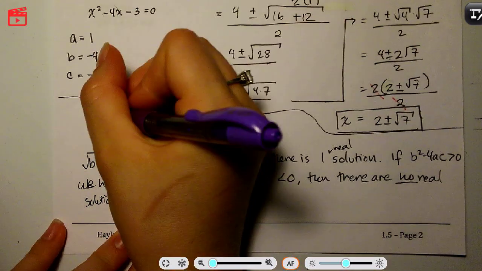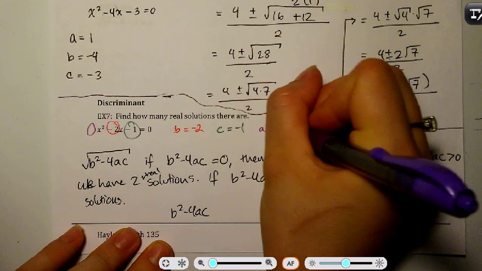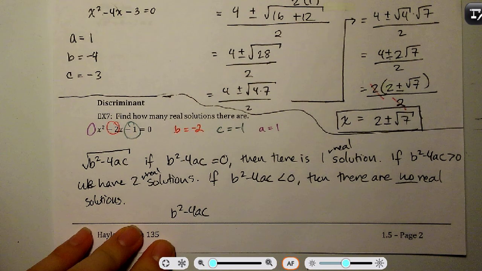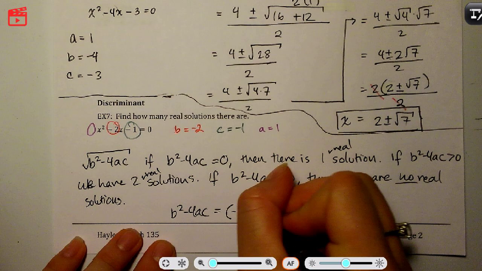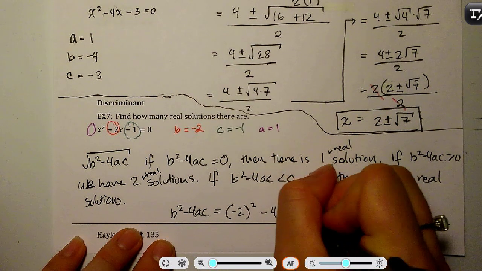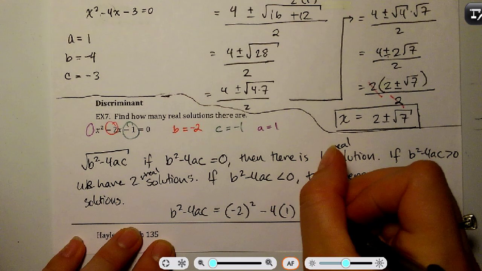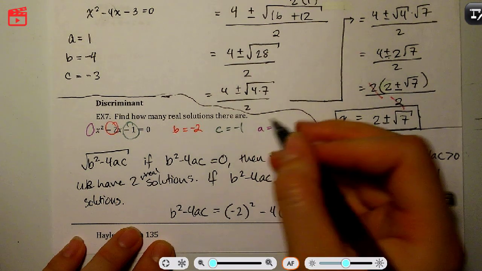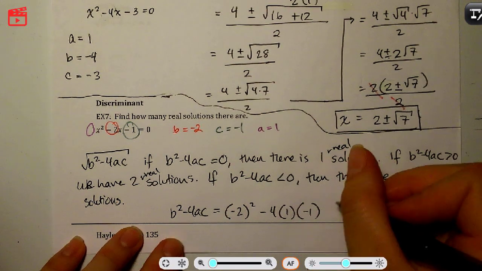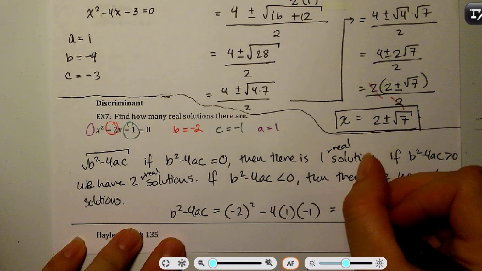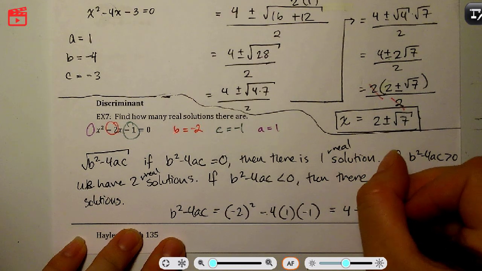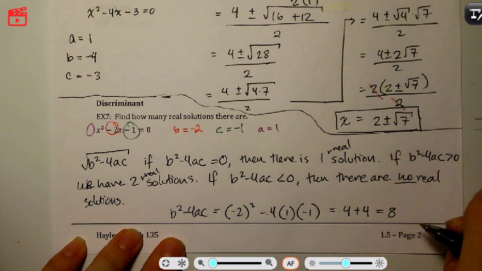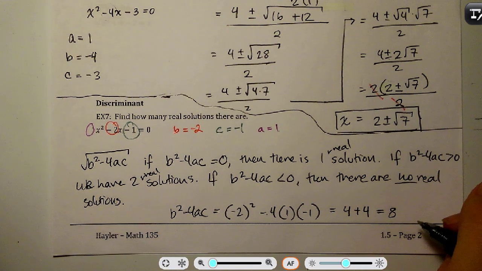Purple. And my a value is 1. Okay, let's go ahead and plug those in. This equals my b value, -2 squared, minus 4 times my a value, 1, times my c value, -1. That's going to equal, that squared is 4. -4 times -1 is +4. So this equals 8. So, how many real solutions do I have?